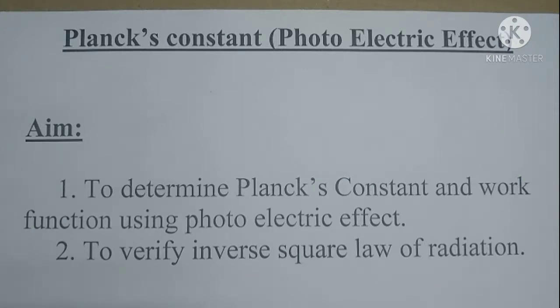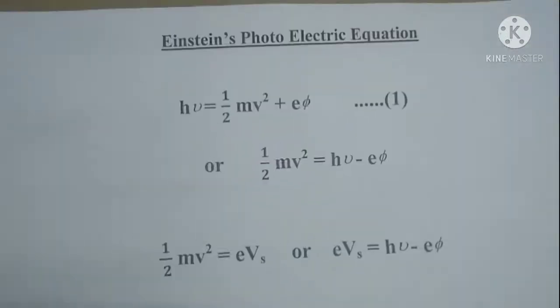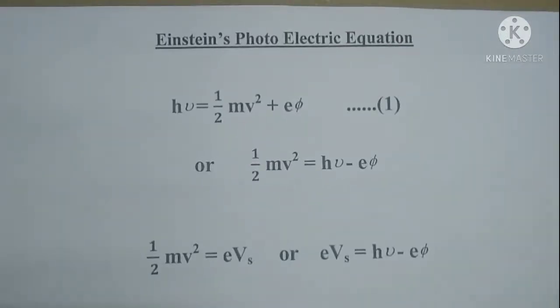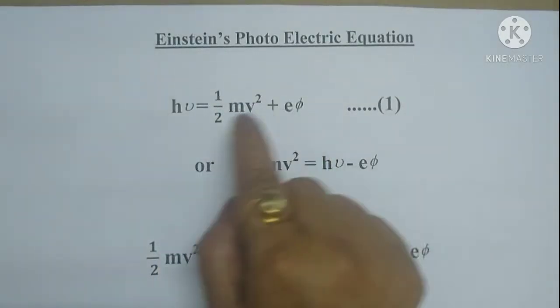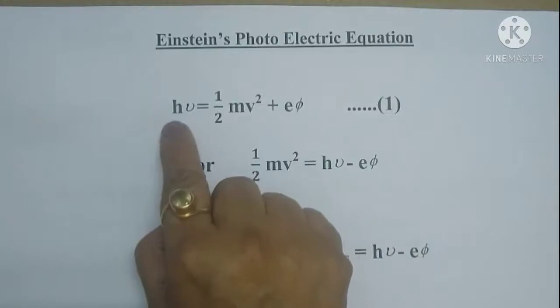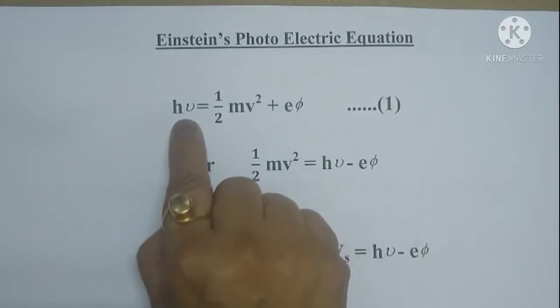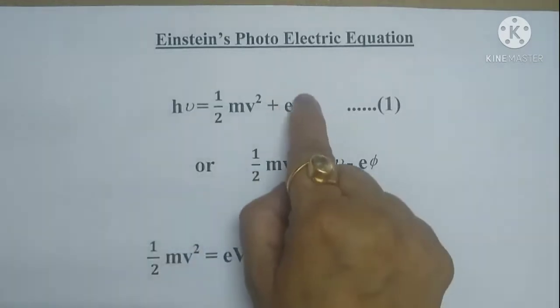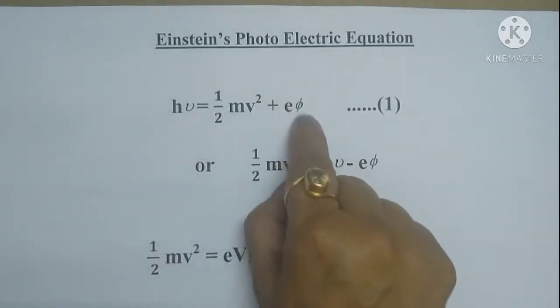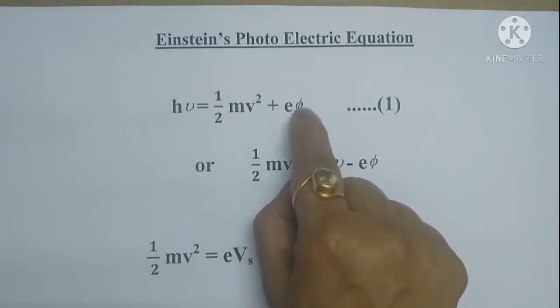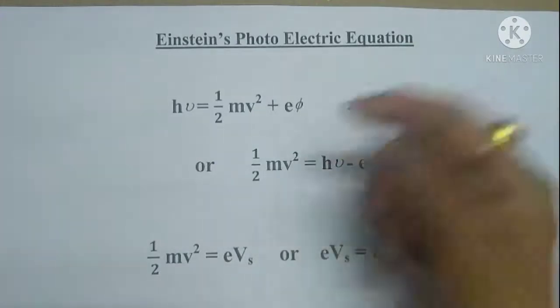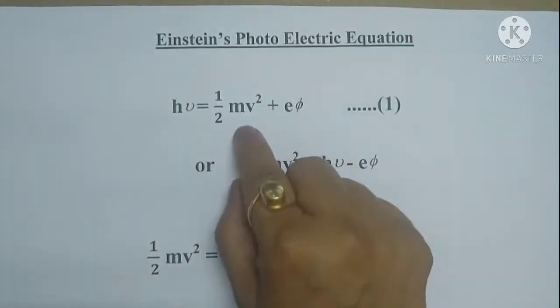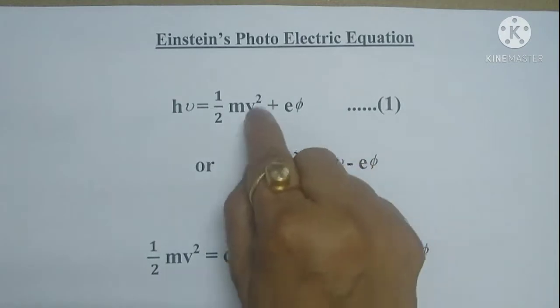Einstein summarized his observations in form of an equation, which says that h nu is equal to half mv square plus e phi, where h is the Planck's constant and nu is the frequency of the photon, and half mv square is the kinetic energy of the photoelectron which is emitted out, whereas phi is the work function of the material from which the photoemission is taking place, and this is the minimum energy required to eject out an electron from the metal surface.